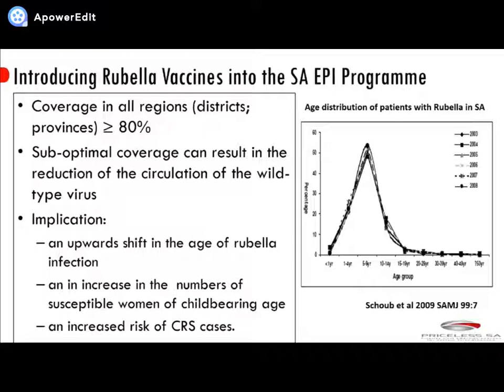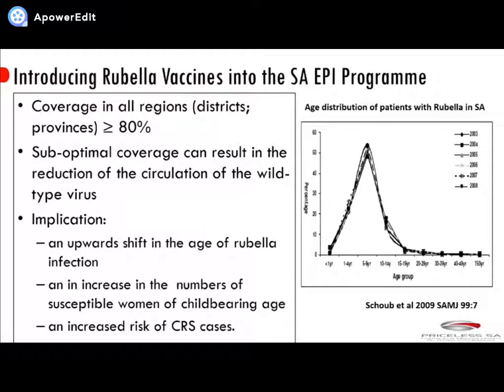To run a successful campaign, a coverage of not less than 80% has to be achieved across all regions and districts within the country. Suboptimal coverage could result in a reduction in the circulation of the wild-type virus, not enough to disrupt transmission, but what it does is it pushes the age of rubella infection upward.